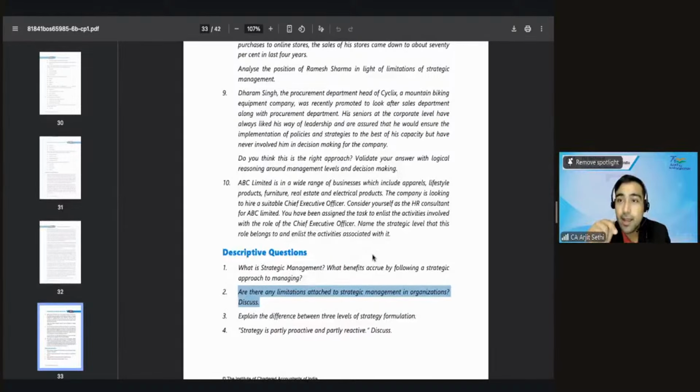This is where the game changes in strategic management. Descriptive questions, these are a nightmare for a lot of students. I'll be honest with you, this is a nightmare. But MCQs are where people really like, why can't the exam be MCQ? It's very quick. Descriptive is where we check your concepts.